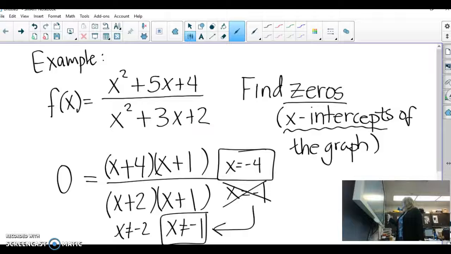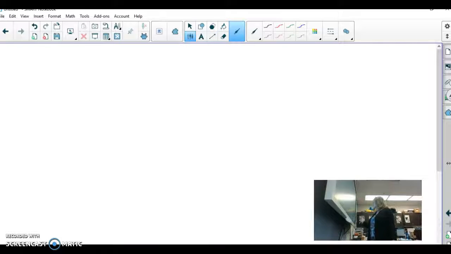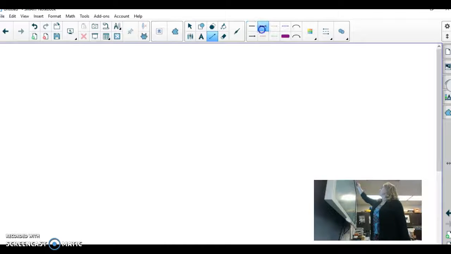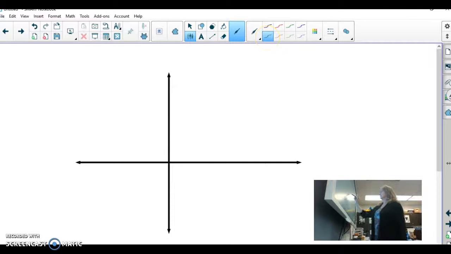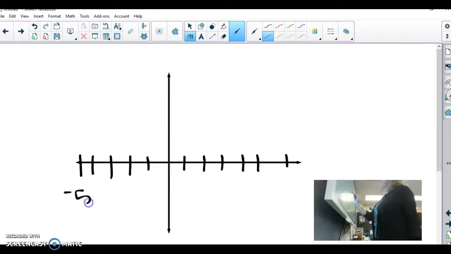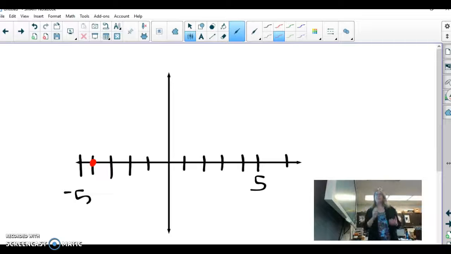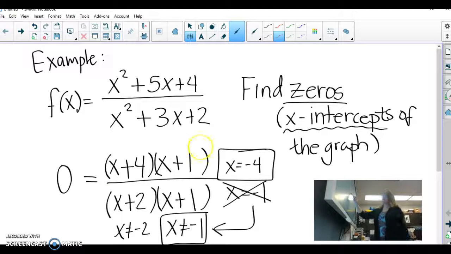If you look at what that is going to do to the graph of a function, what that means is I am going to be crossing the x-axis at negative 4. So this would be 1 point on the graph. So that is how you find your zeros. You're going to look at where the numerator equals 0, but what you need to pay attention to is if there is anything that can simplify, then you want to simplify it first before you find the zeros.